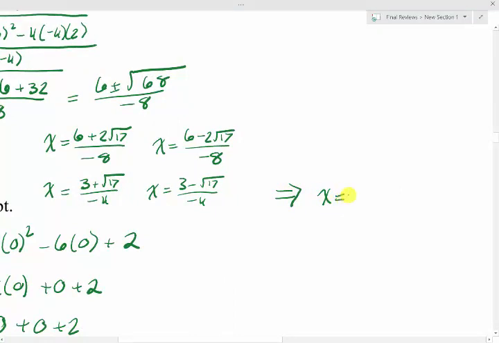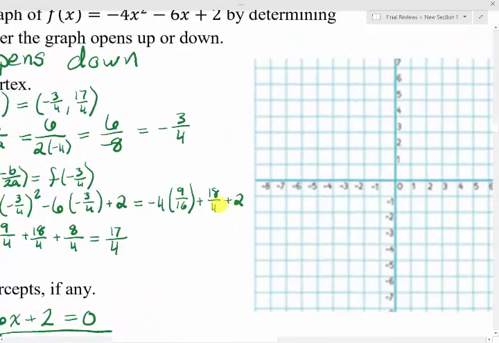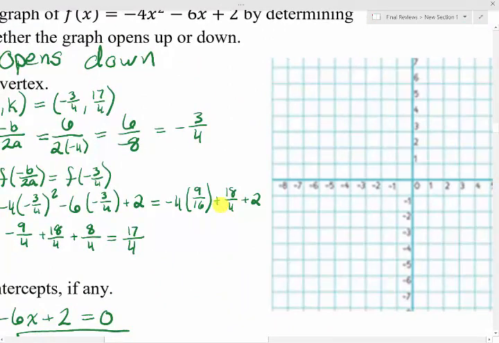But we want to make sure we give our answer in that fractional form so we get the entirety of our points. So 3 plus the square root of 17 over negative 4 gives me roughly negative 1.78. And x equals 3 minus the square root of 17 over negative 4 gives me roughly 0.28. So that'll be a little bit easier for us to graph. It would also probably be easier for us to get our vertex in decimal form. So negative 3/4 will be negative 0.75. And then 17 over 4 is 4.25.